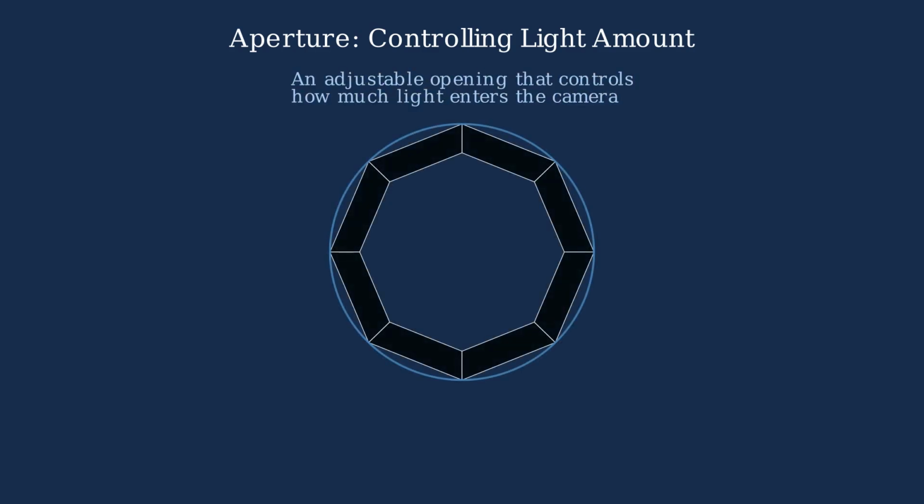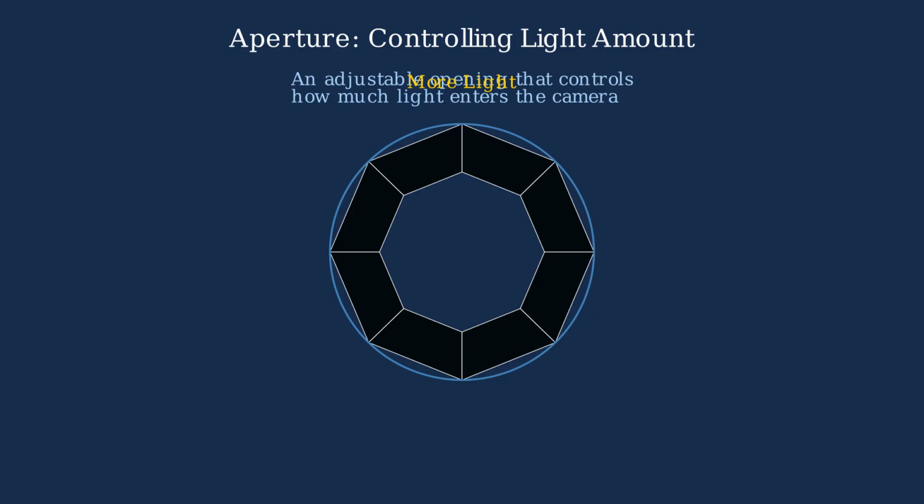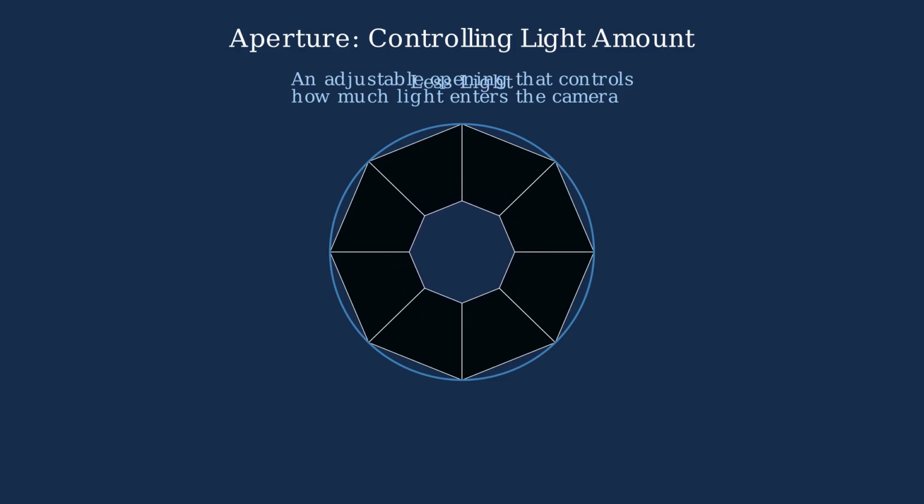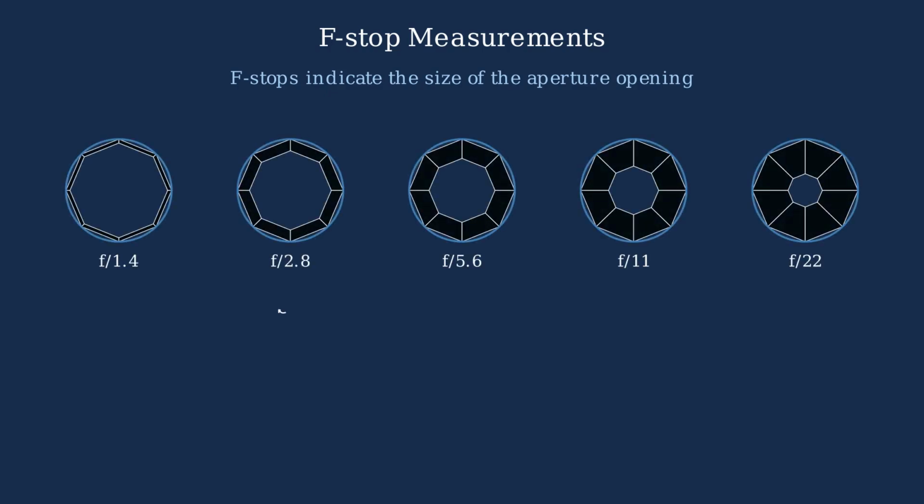The aperture is an adjustable opening in a camera that controls how much light enters. When the aperture is wide open, more light passes through. As it closes, less light enters the camera. Aperture size is measured using f-stops. The f-stop is the ratio of the lens's focal length to the diameter of the aperture. Smaller f-stop numbers like f1.4 represent larger aperture openings, while larger numbers like f22 indicate smaller openings.